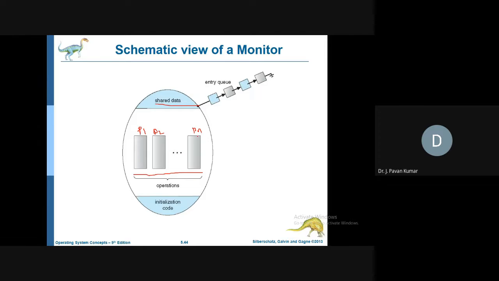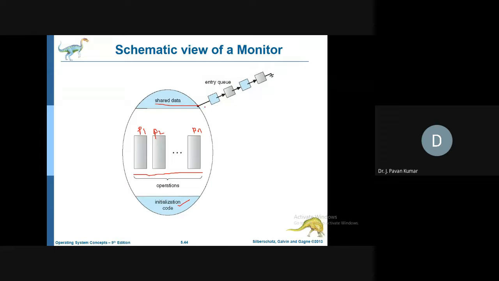By using these procedures only, we are able to perform any critical section operations. Only these procedure calls can be utilized by the user. He cannot write his own code. That is what is being ensured. Next, in order to start this particular monitor, we have some initialization code here.